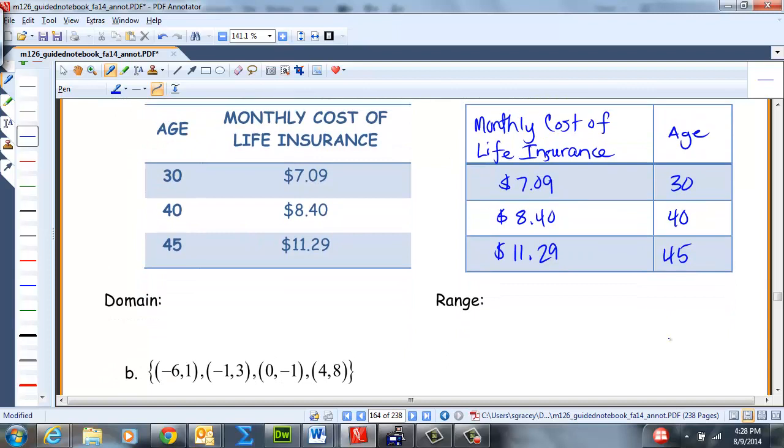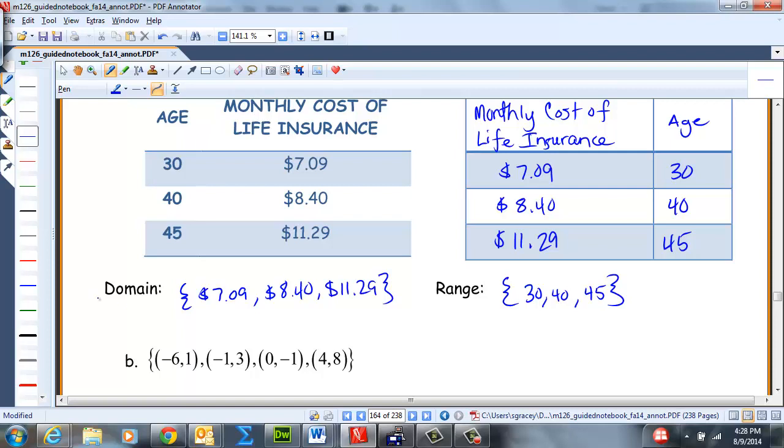So if we list the domain, remember we're doing the domain of the inverse. So the domain of the inverse will be 709, 840, and 1129. And the range of the inverse is 30, 40, and 45. I'm going to write here just so you don't get confused. Domain of inverse. Range of inverse.